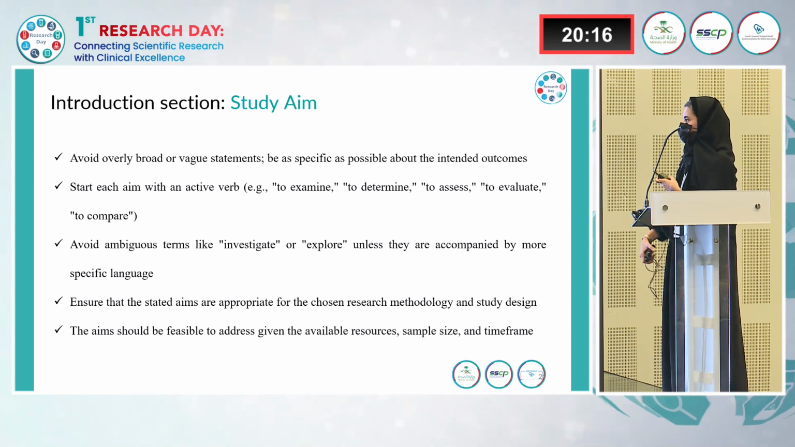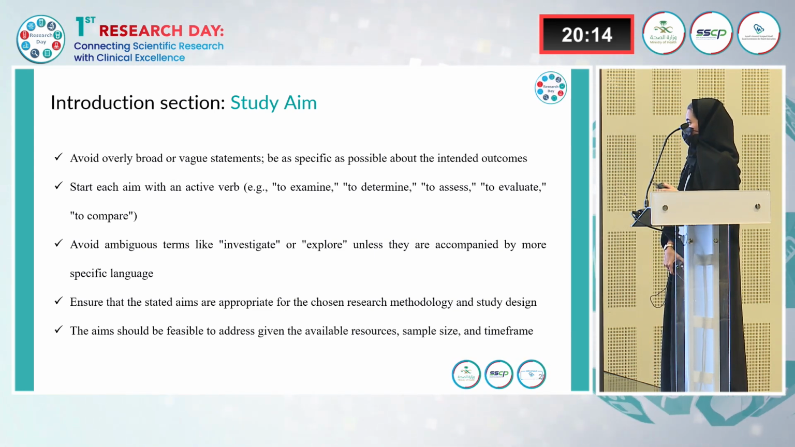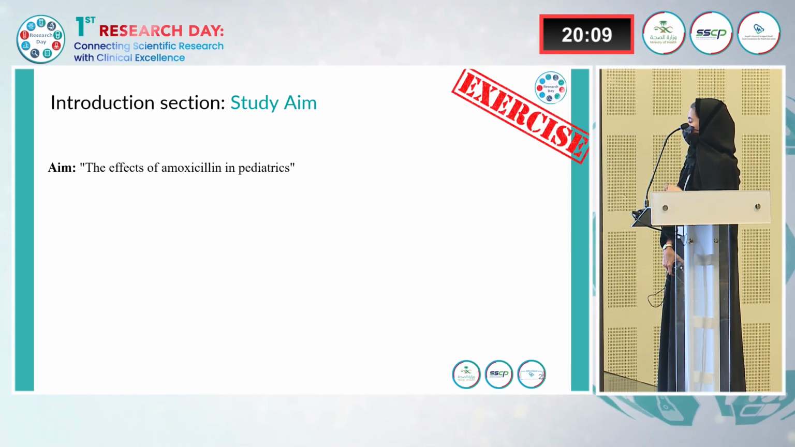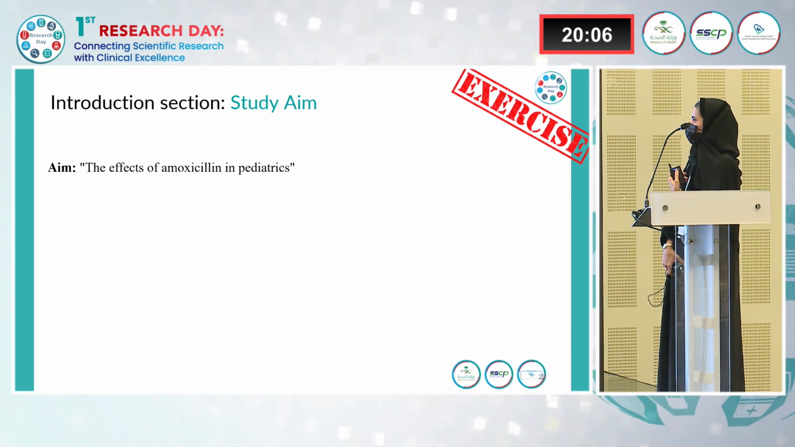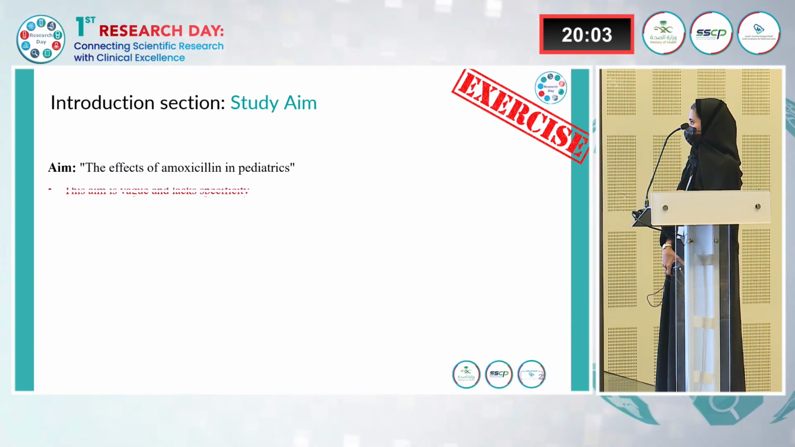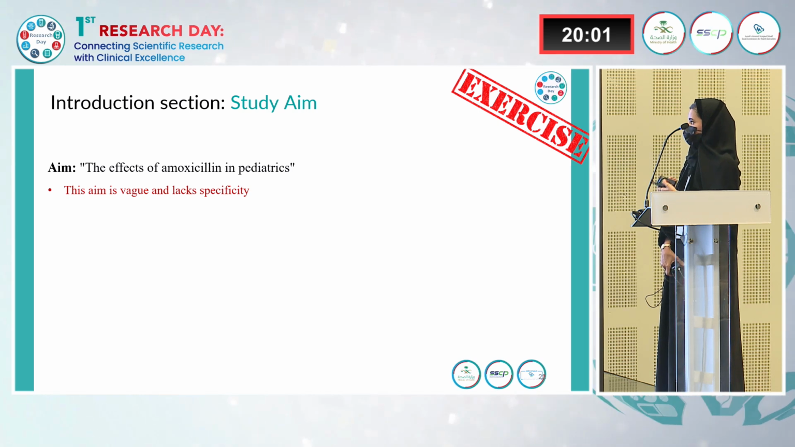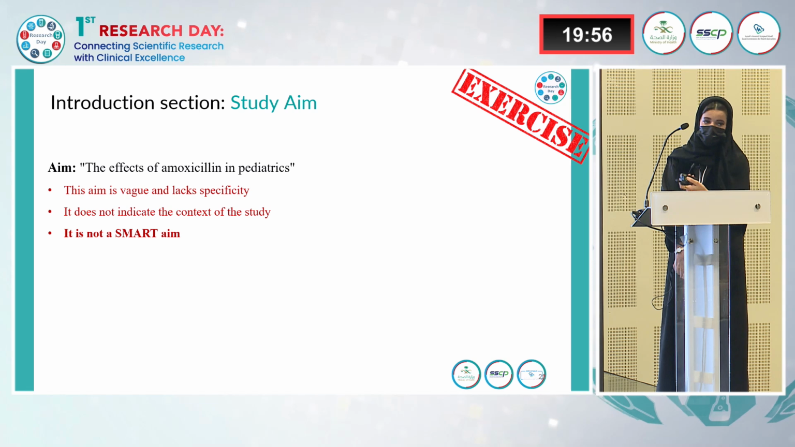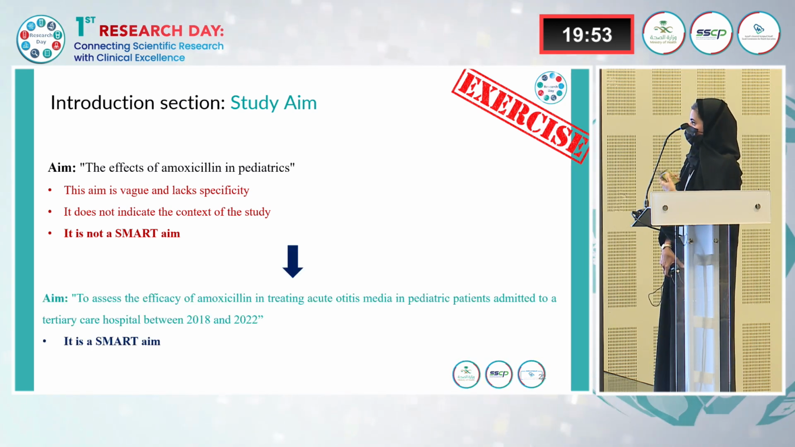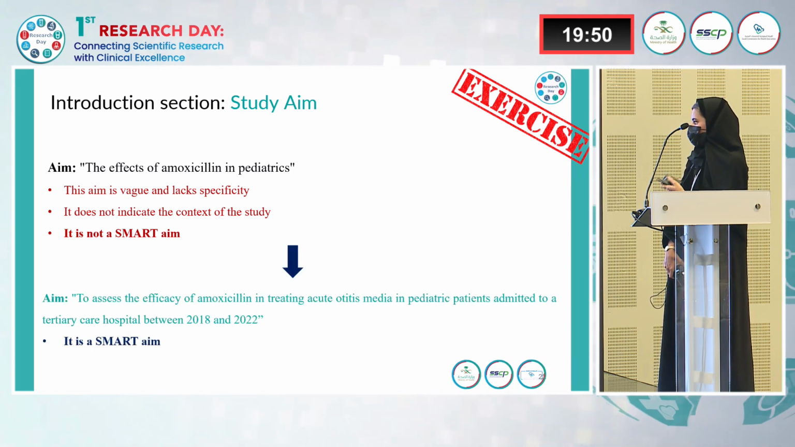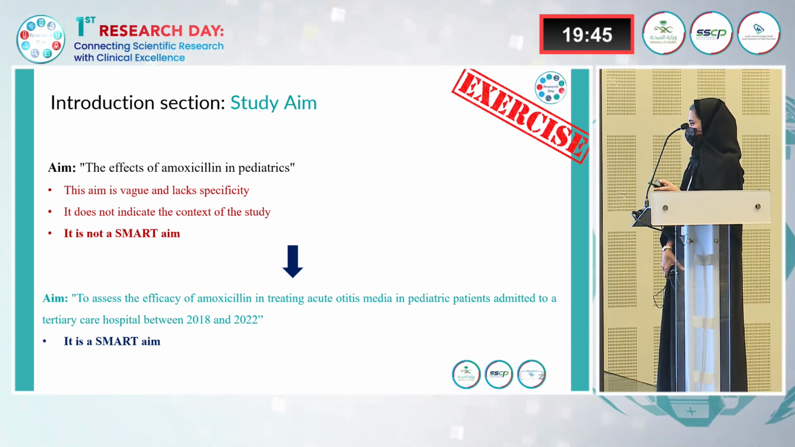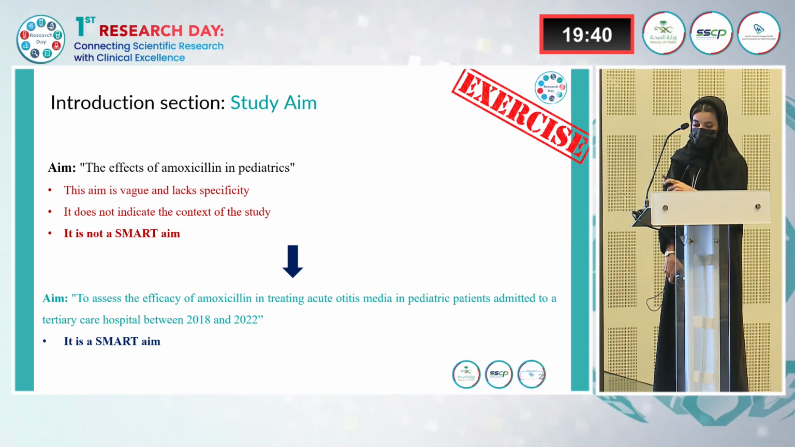Okay, so it should be relevant to or appropriate to the study design, and it should be feasible to address given the available resources. For example, this aim, the effect of amoxicillin in pediatric, is vague, it lacks specificity, and it does not indicate the context of the study, and it's not a SMART aim. To formulate a SMART aim is to assess the efficacy of amoxicillin in treating acute otitis media in pediatric patients admitted to a tertiary care hospital between 2018 and 2022, which is a SMART aim.